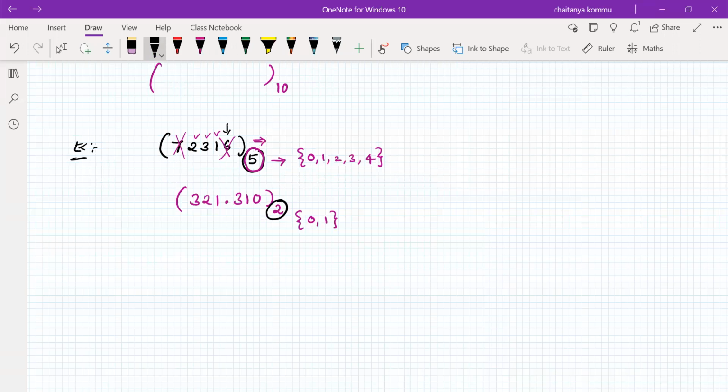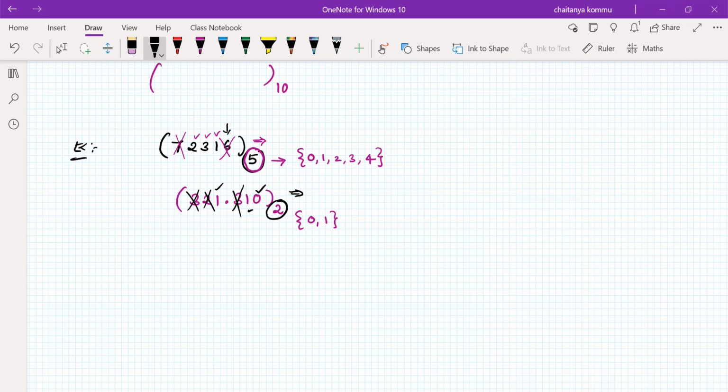So 0, the first one is 0. Yes, it's valid. 1 is valid. Is 3 available in this given number? No. So 1 is valid. 2 is not there, 3 is not there. Even if 1 digit is not a valid digit, we have to throw it outside. Therefore it's not valid in the given number system, right?